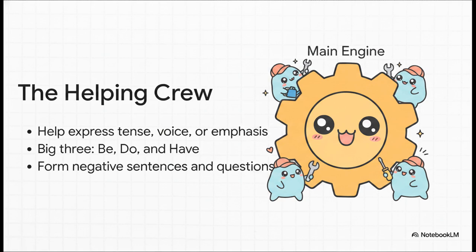Think of this helping crew as the fuel that sets the exact time and polarity of your main engine. They help the main verb express tense, voice, or emphasis. Now, the big 3 helpers in English are be, do, and have. Consider this. Luciano is working now. The word working is the main physical action, but that little helper is tells us the exact time. It's happening right now, in the present. Helpers are also exactly what we use to form questions and negative sentences, like Luciano isn't working.